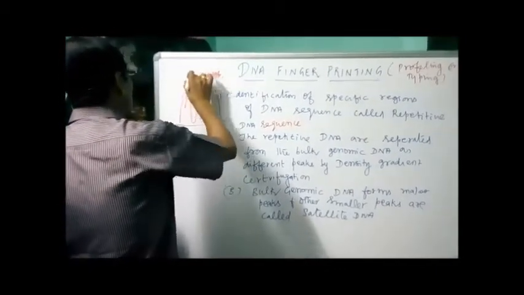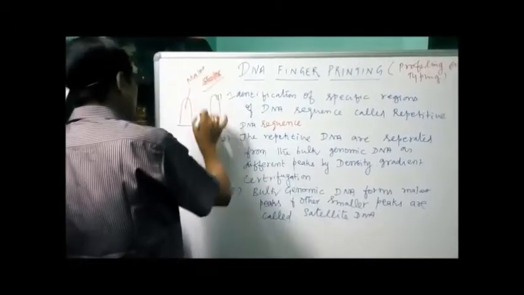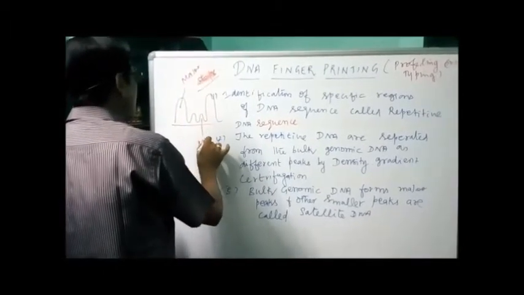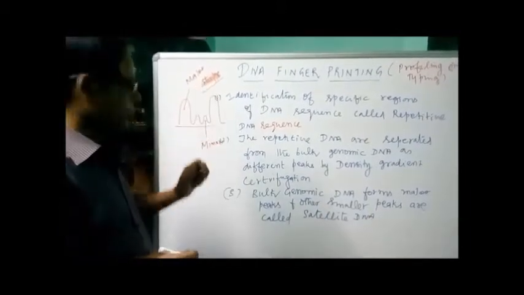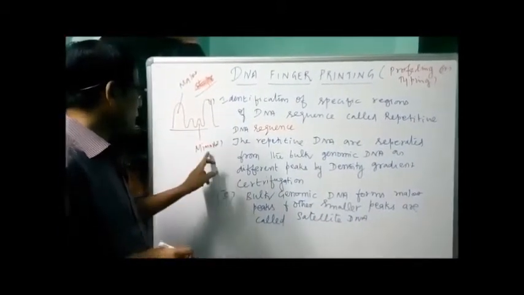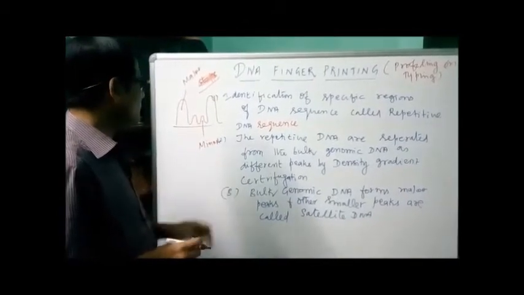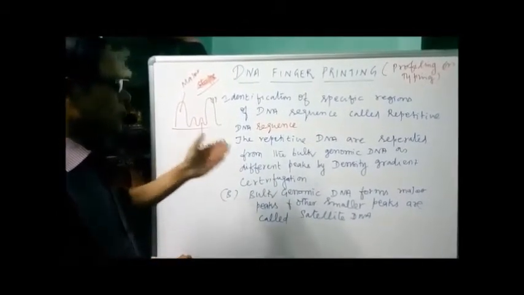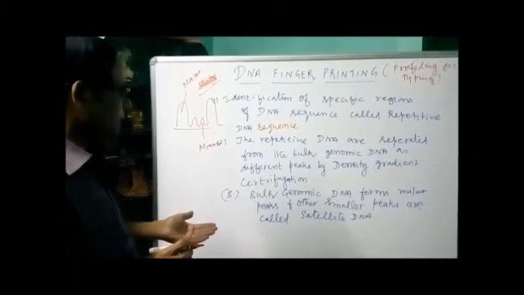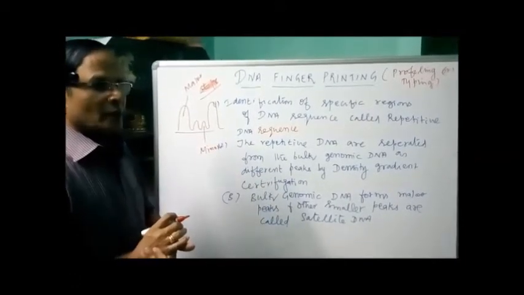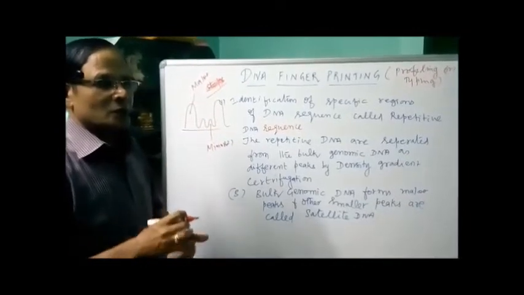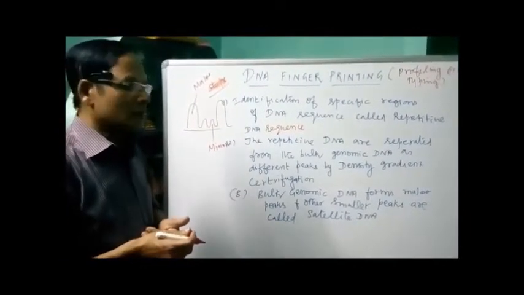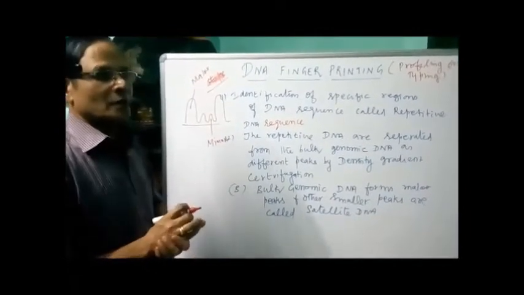This is a major peak, and this is a minor peak. So the bulk genomic DNA forms a major peak, and this repetitive DNA normally forms smaller peaks, or we can say minor peaks. Such smaller peaks are called satellite DNA. So another name for repetitive DNA is satellite DNA.